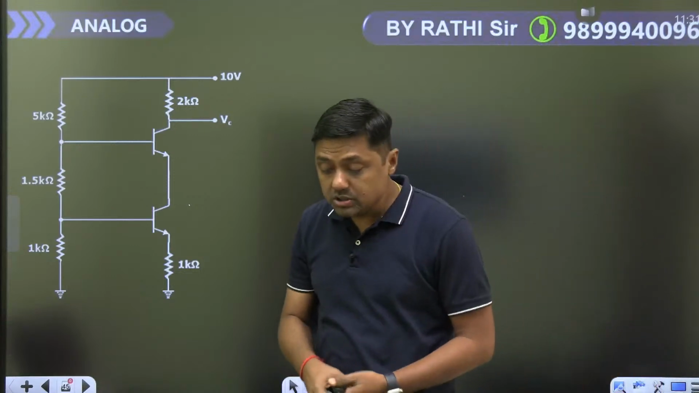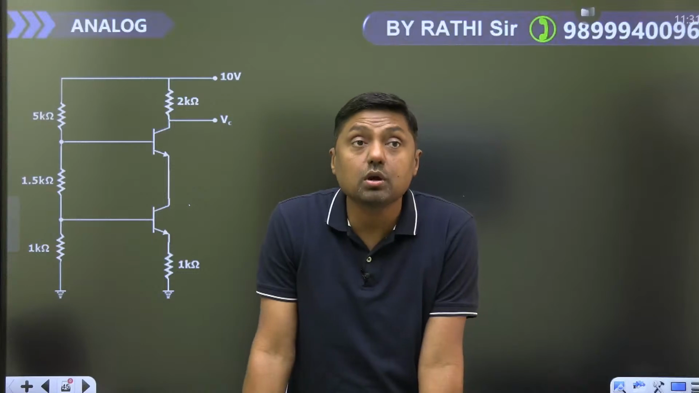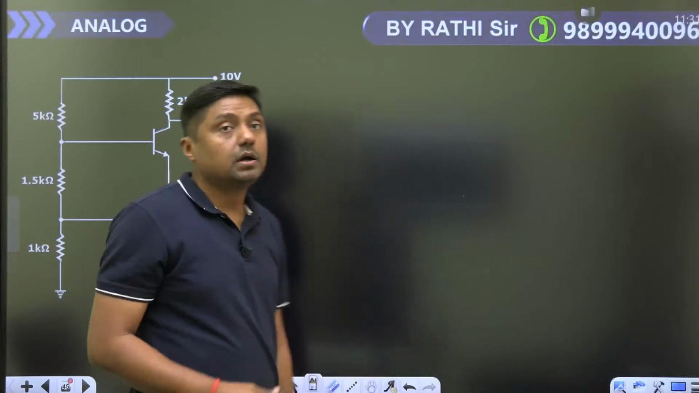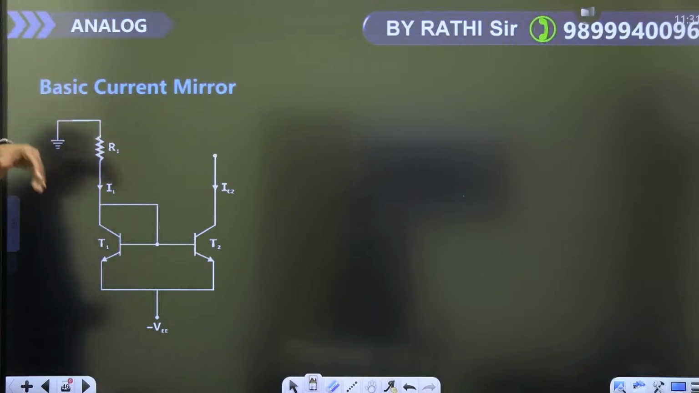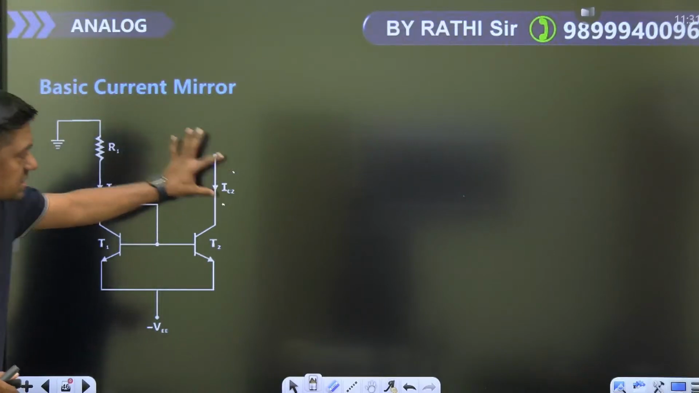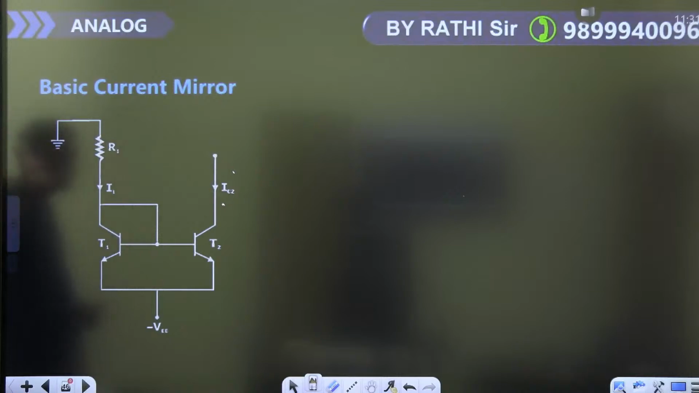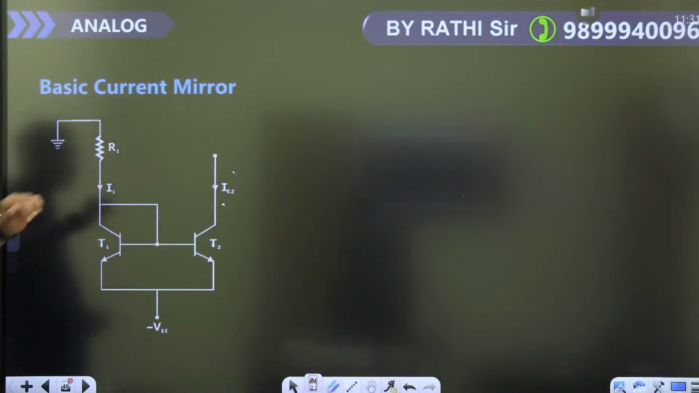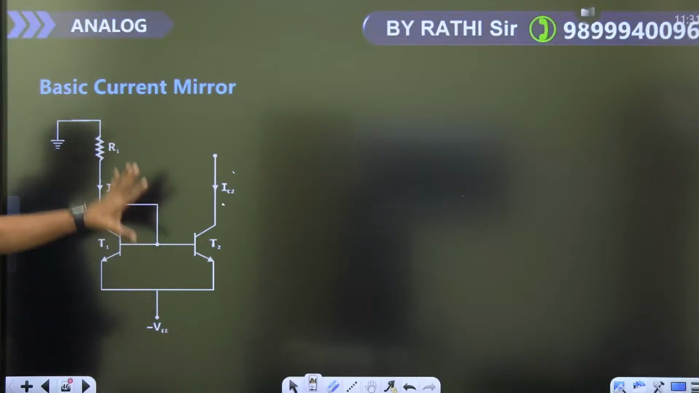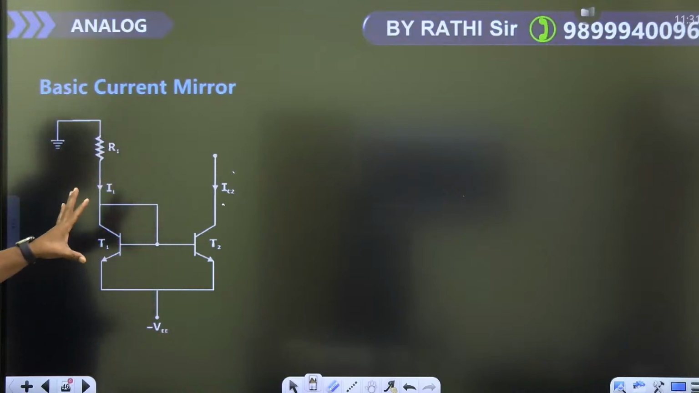Then there is one more circuit that you have to build, that is called the current mirror circuit. Look, this is the basic current mirror. Current mirror means the output current is forced to equal the input current, and this type of circuit is called the current mirror circuit. So IC2 is equal to I1, that is, I1 is called the reference current. This is the basic diagram of the current mirror circuit.